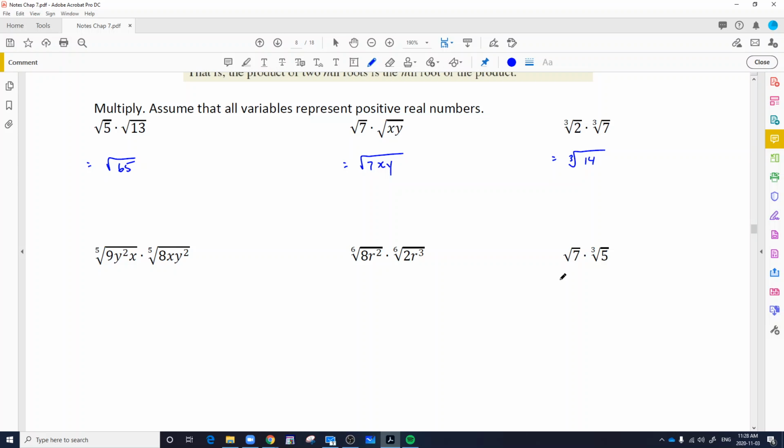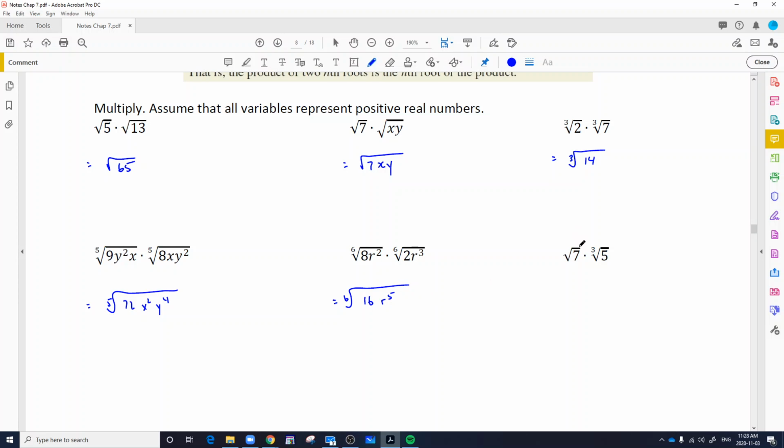Well, there's one that has a trick in it, but nothing different is going to happen, but it's just sort of good practice. So since these are both fifth roots, you can do the fifth root of 9 times 8 is 72, x times x is x squared, y squared times y squared is y to the exponent 4. Same thing here, these are both sixth roots. You've got 8 times 2 is 16, and then r squared times r cubed is r to the 5th.